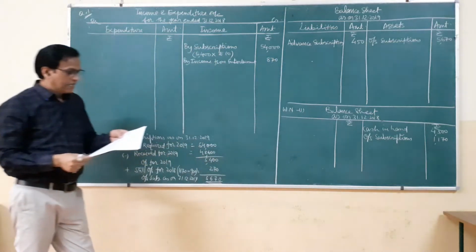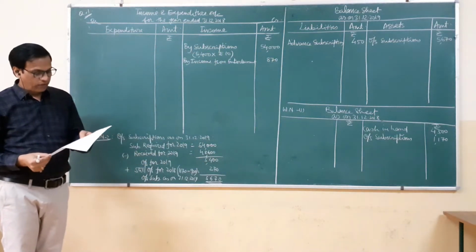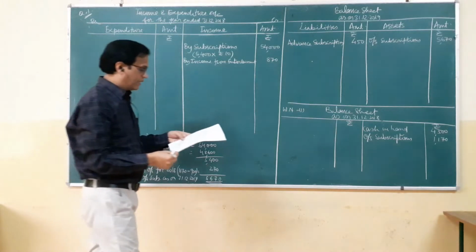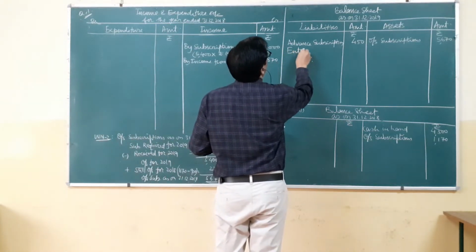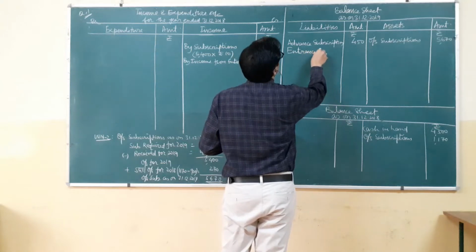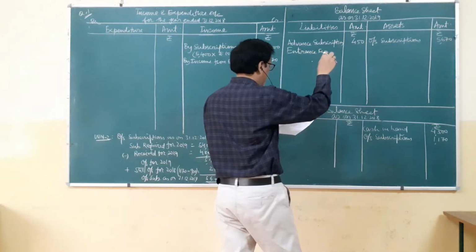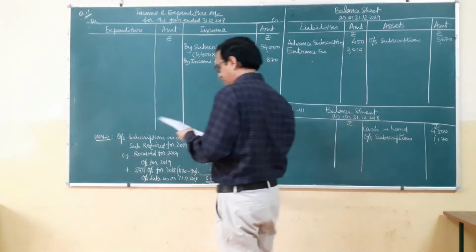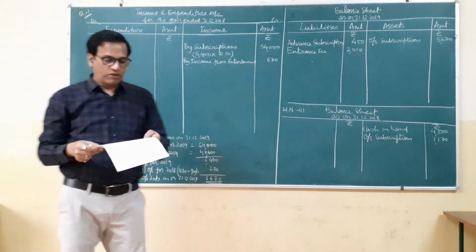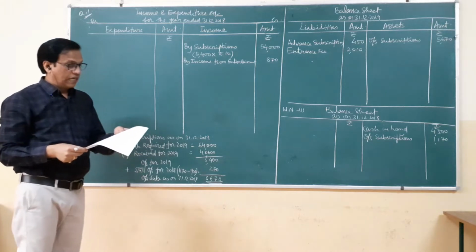Then written entrance fee. And for entrance fee, the third point says that entrance fees are to be capitalized, and if they are to be capitalized, then we write on the liability side. So entrance fee we have capitalized, it is 2,010 rupees. Then salary of 1,600, interest on securities.